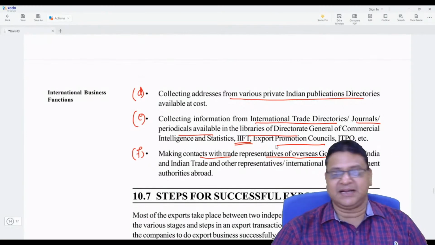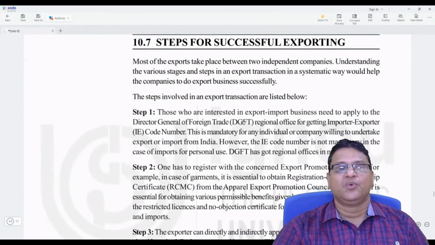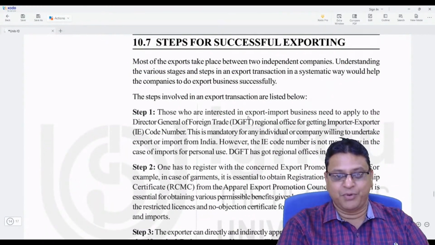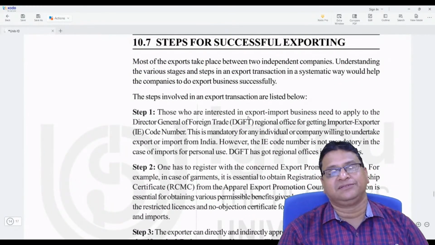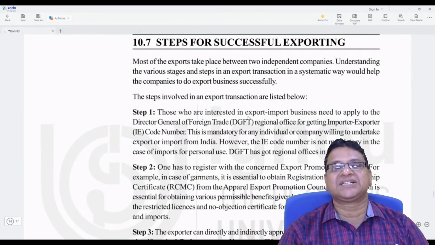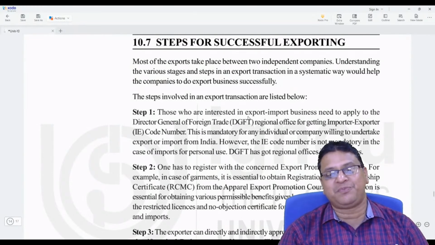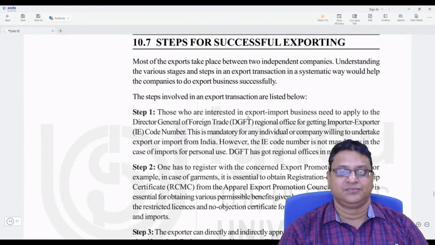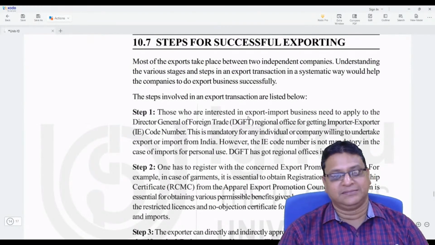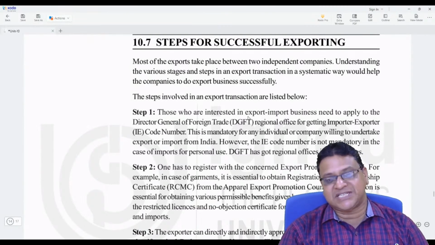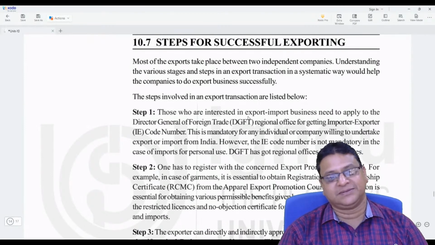Next, and at last, we will discuss what are the steps for successful exporting. If you want to do international business through export mode and you want to do all the procedures by yourself, what steps do you have to follow? You want to be an exporter, what steps do you have to follow? These steps we will discuss one by one.